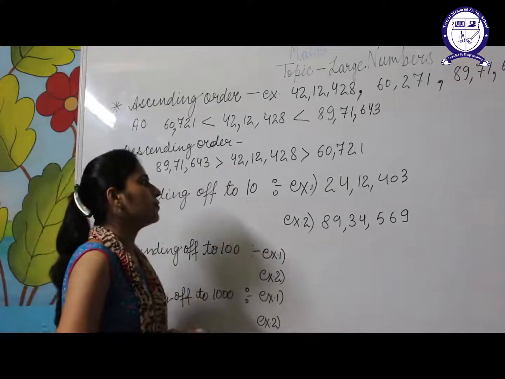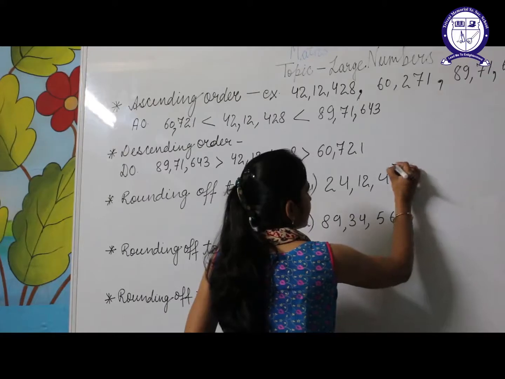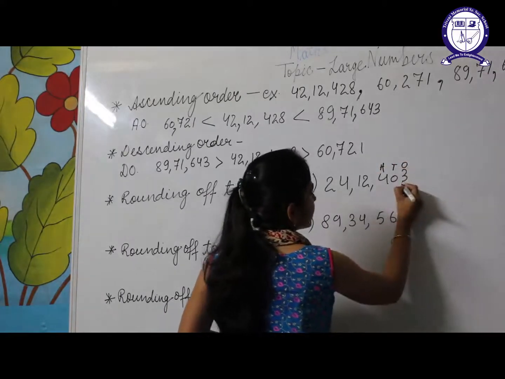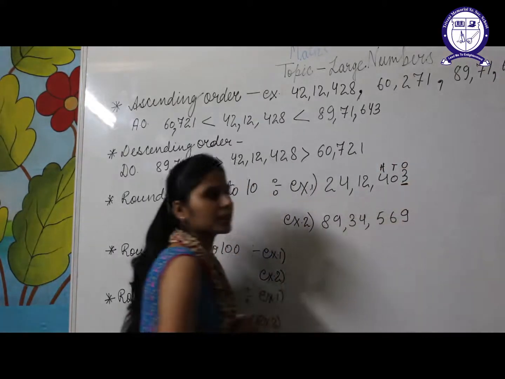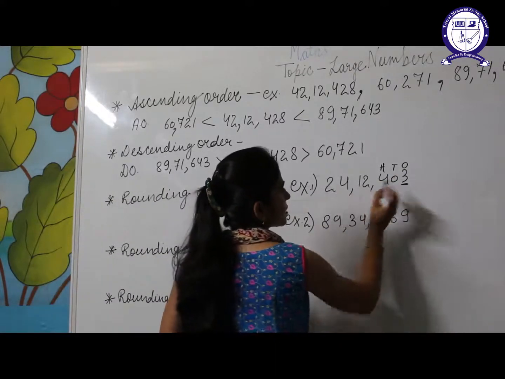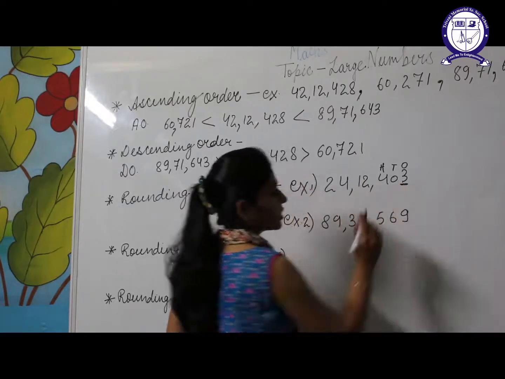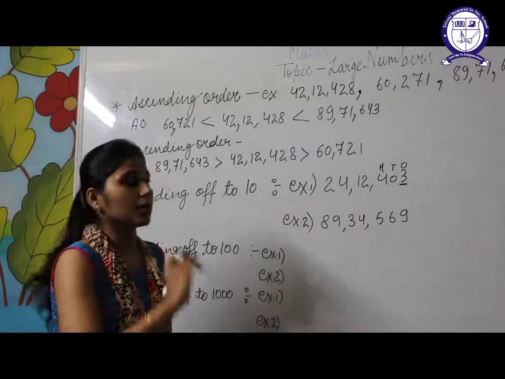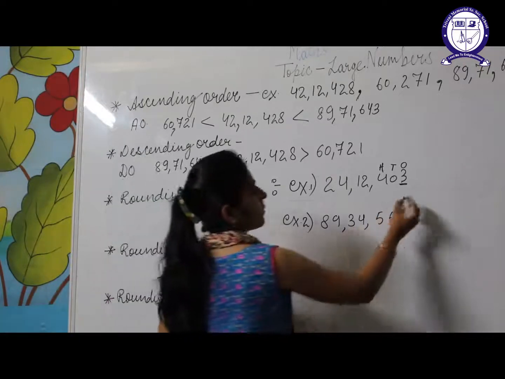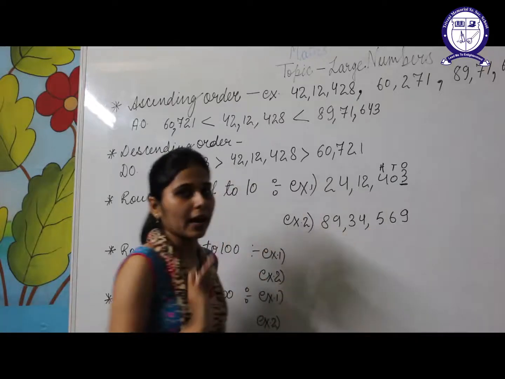Suppose that we have to round off to 10. So we will look at the digit that is present at the right-hand side of the tens place. So where is the tens place? This. And what is written here? 0. Then we will look at this digit. If this digit is smaller than 5, then you have to make the digit 0 and you have to write the number as it is.